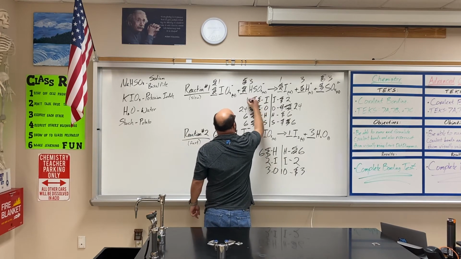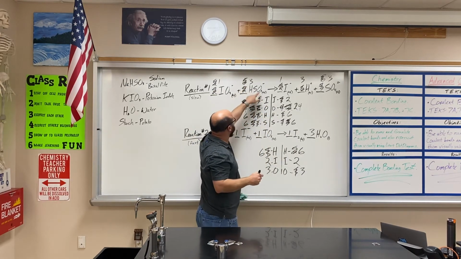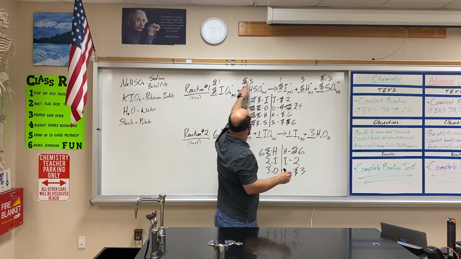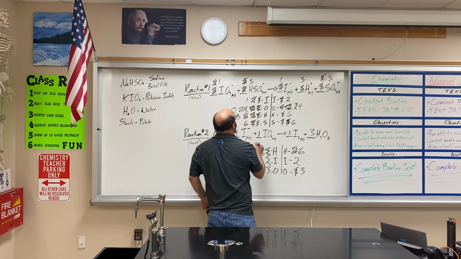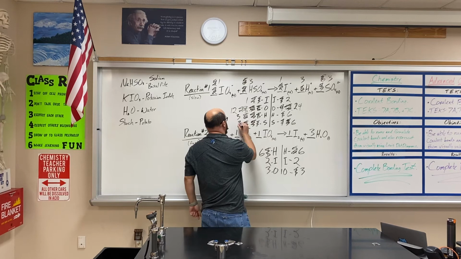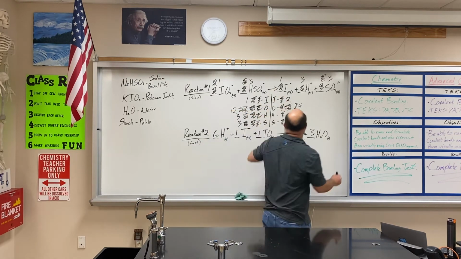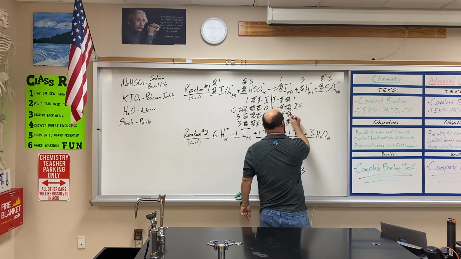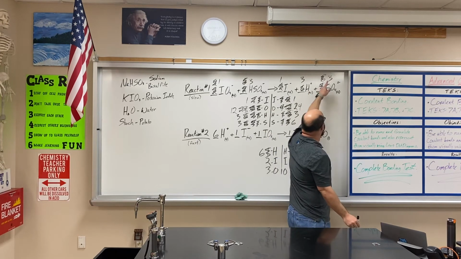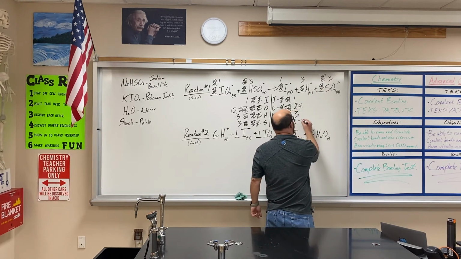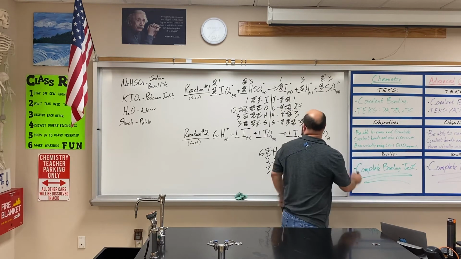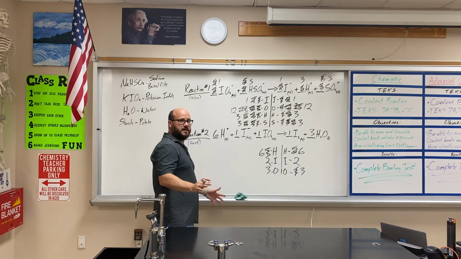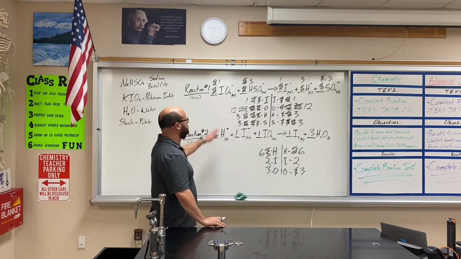1 iodine, 3 oxygen, plus 9 is 12. 3 hydrogen. And 3 sulfur. Over here, 1 iodine, 3 hydrogen, and then 3 sulfur. 3 times 4 is 12 oxygen. Look at that. So it's kind of ugly, and we had to go the long way around, but we made it work.